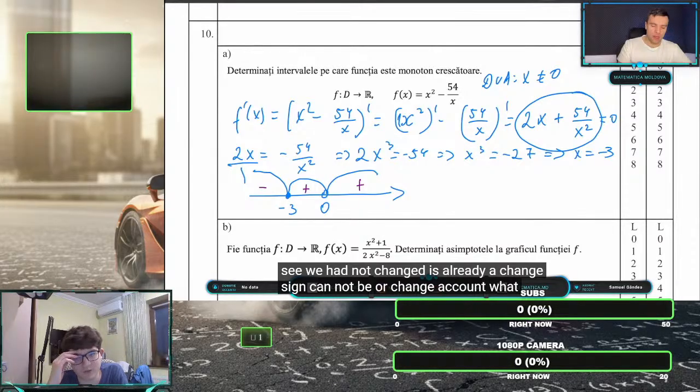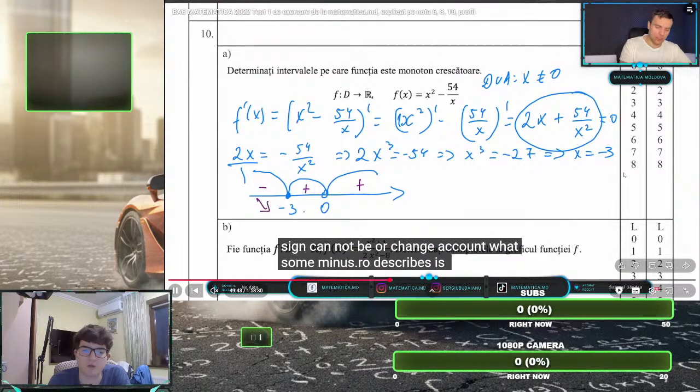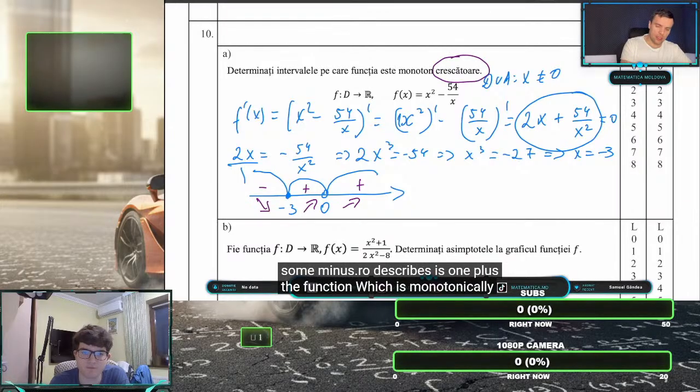And then if you take minus 4, it's gonna be 2 times minus 4, that's minus 8. Below, minus 4 to the power 2 is 16. 54 divided by 16, how much is that? Let me check it out. 54 divided by 16. That's like 3.3. So minus 8 plus 3.3 obviously is negative, so it's negative. So that's how it rolls.